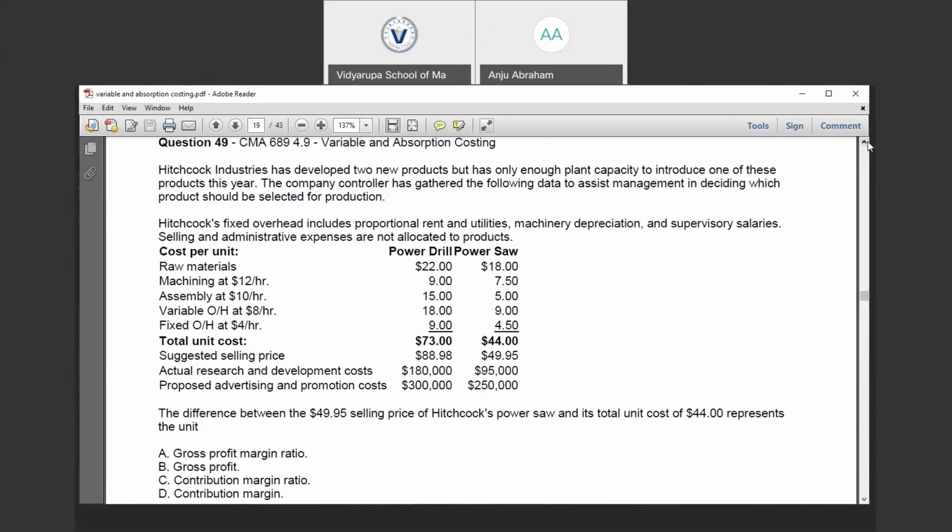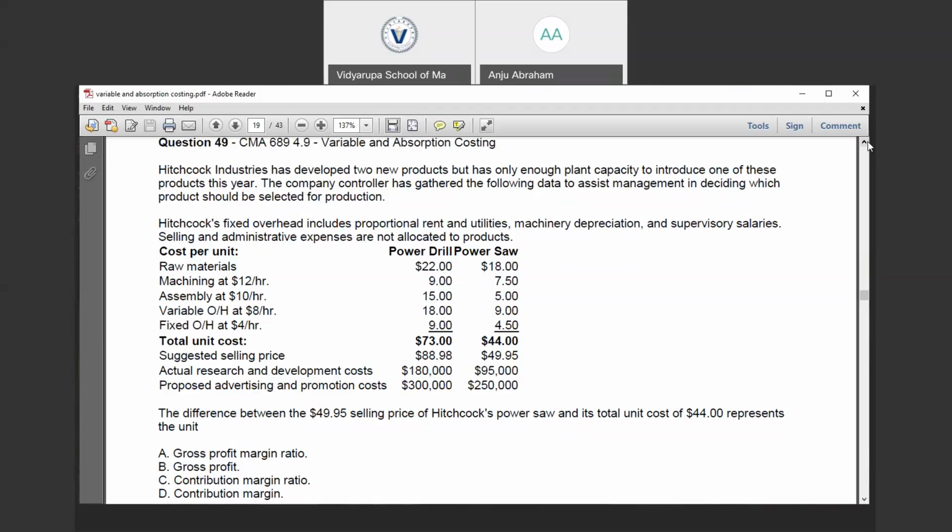Question number 49. Let's read the final one-line question. The difference between the $49.95 selling price of Hitchcock's Power Saw and its total unit cost of $44 represents the unit. So what is the difference between the selling price and the total unit cost? So it's very clear from this question itself. We just did not look into the various other details, but still we can read out the question.